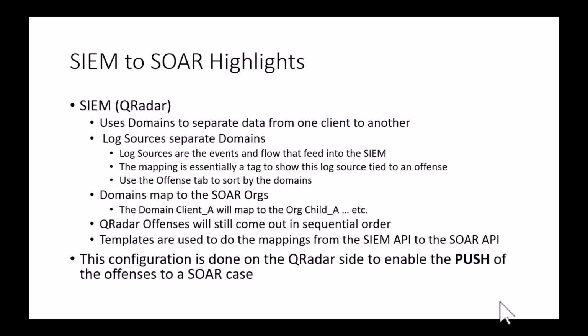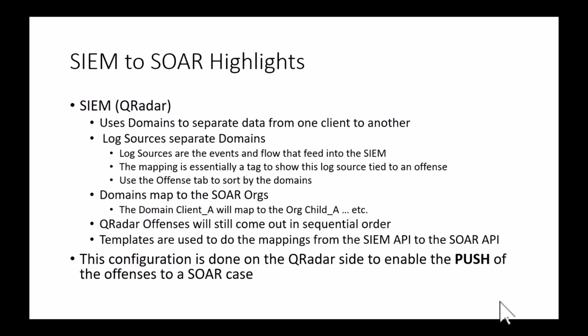Now, before we get started, a few things we want to cover here. We want to talk about some highlights of SIEM to SOAR. Basically, the SIEM uses this thing called domains to separate data from one client to the other, while on the SOAR side, we're using this construct called an org. So, as we're setting this up, those two ways of separating out the information are going to be really key and crucial to us getting each individual client's data to the right org on the SOAR side.